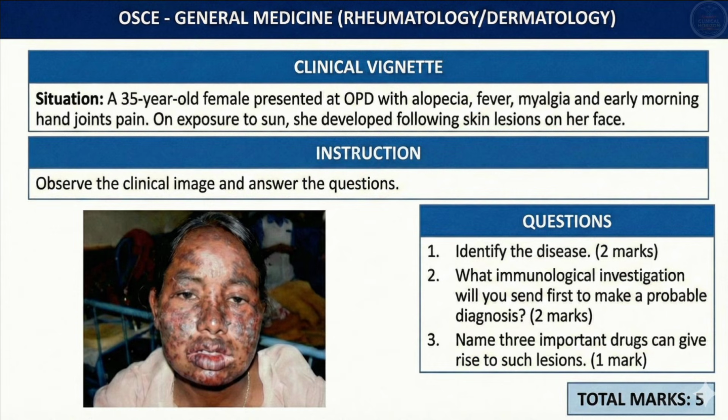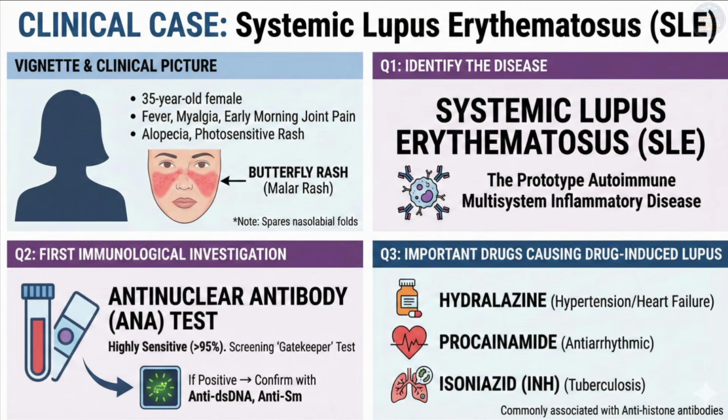Now look at the image. You see a red inflamed rash over the cheeks and bridge of the nose. This is classic butterfly distribution. When you put together a young female with multi-system inflammation and a photosensitive butterfly rash, this is only one diagnosis.